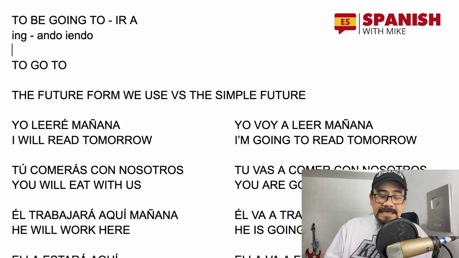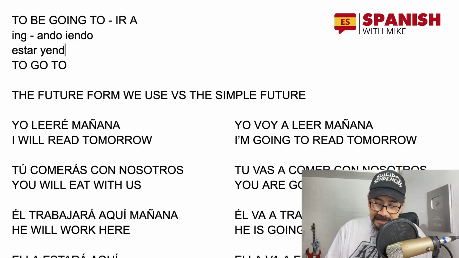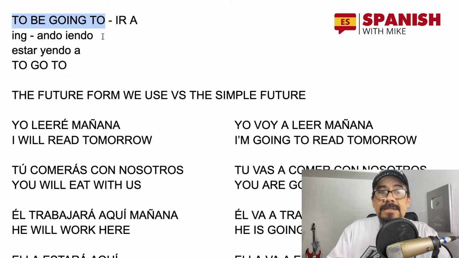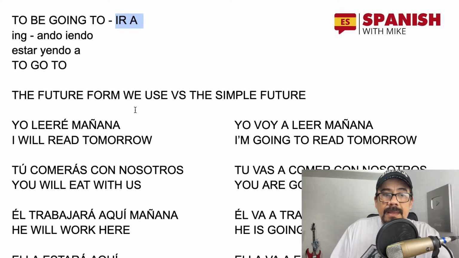In this case, I would be tempted to translate "to be going to" as "estar yendo a," right? "Estar yendo a" would be the literal translation of this. But as I'm explaining now, "to be going to" is always translated in Spanish and understood as "ir a." And we're going to go there right away.